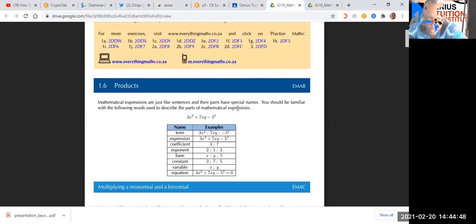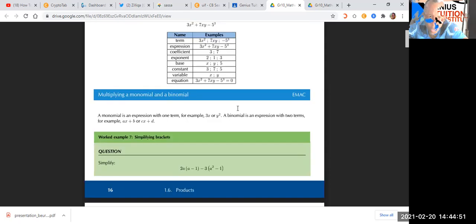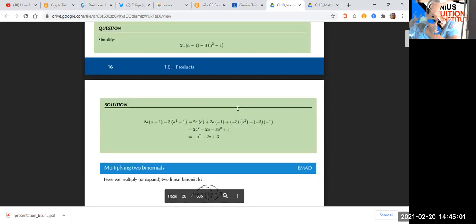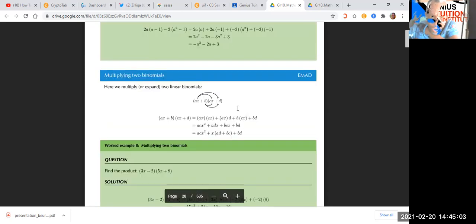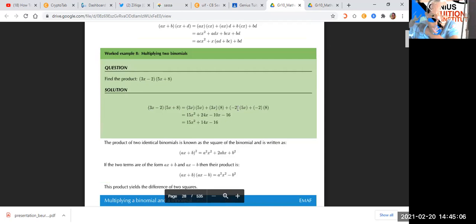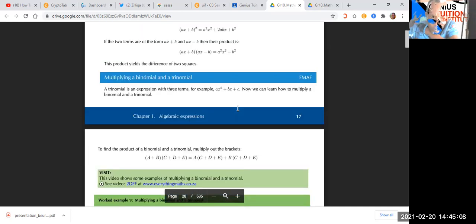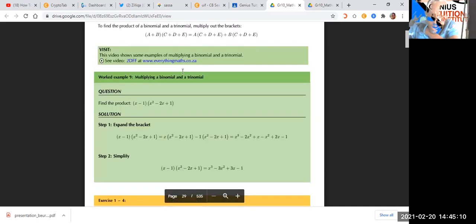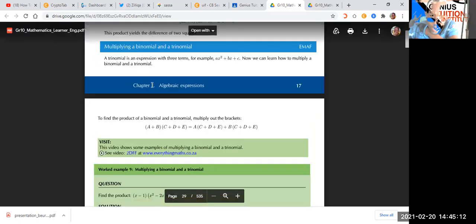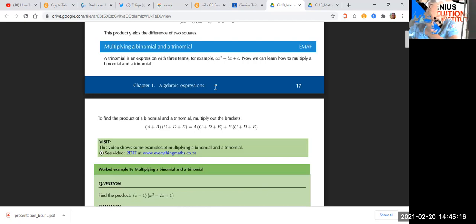The products. You go to page 16, that is page 16. You go through that chapter. Before that, let me show you, that is chapter one, algebraic expressions. That is what you're going to do.